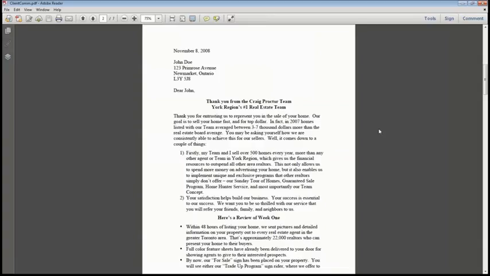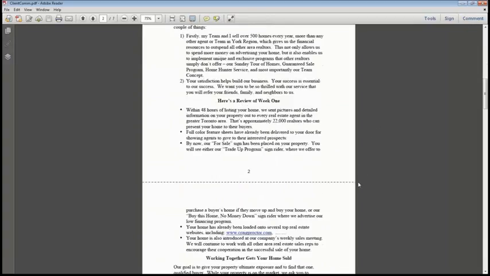But you should have a letter that goes out to your sellers that explains, first of all, you want to reinforce what a great decision they made. Okay, because even sellers get buyer remorse, right? They're selling, but what did they buy? They purchased your service. So look at that first paragraph. Thank you for entrusting us to represent you in the sale of your home. Our goal is to sell your home fast and for top dollar. Okay, now I want you to scroll down to page 3.